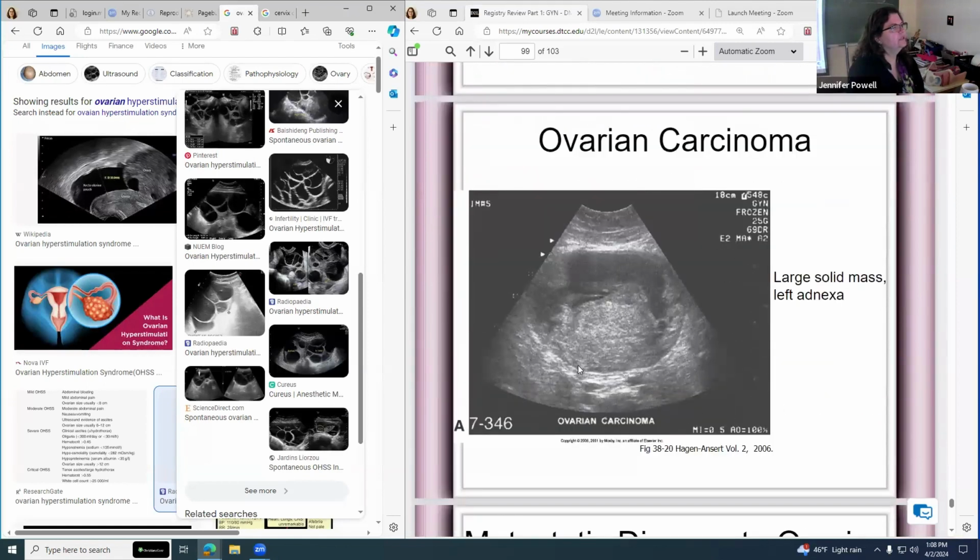So here you go. This is the ovary. You can see this ovarian tissue with this large mass. I wish they had given us a size here. I'd like to know how large that is, but large solid mass in the left adnexa.